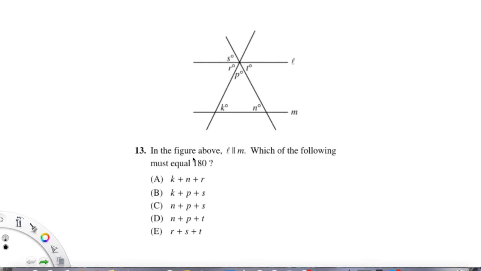In the figure above, L is parallel to M. This little guy means parallel. Which of the following must be equal to 180?